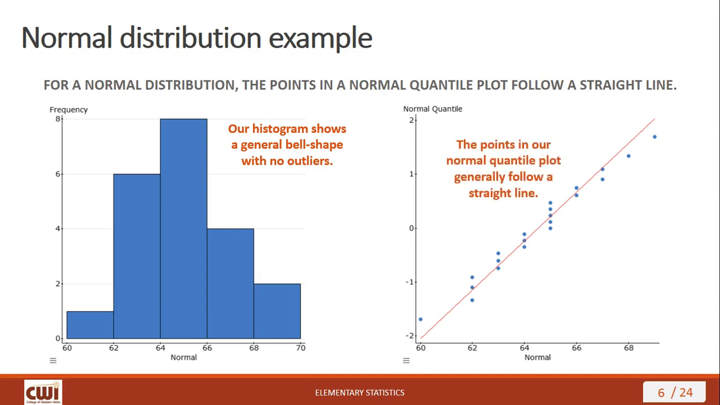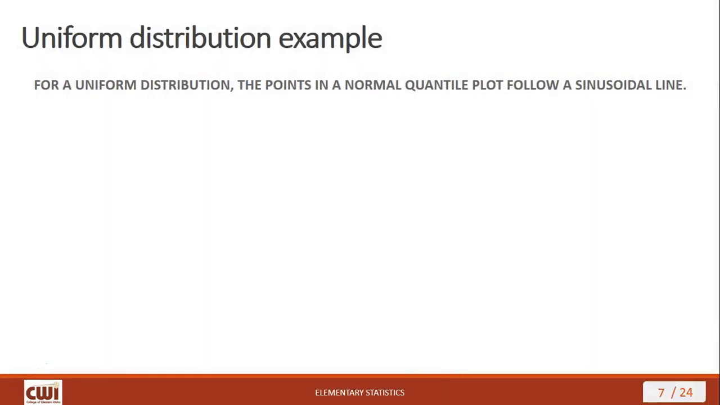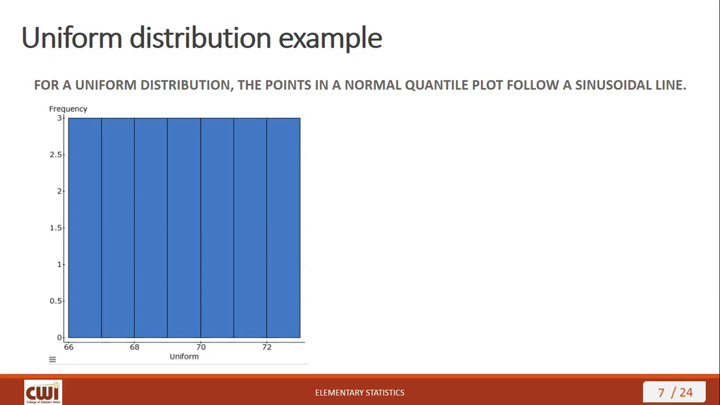So it's not exact, but yes, generally we're following the straight line pattern. Let's look and see what a uniform distribution does. When you have a uniform distribution to your data set, the points in a normal quantile plot follow a sinusoidal line. So making a histogram of a uniform distribution produces something that looks something like this.